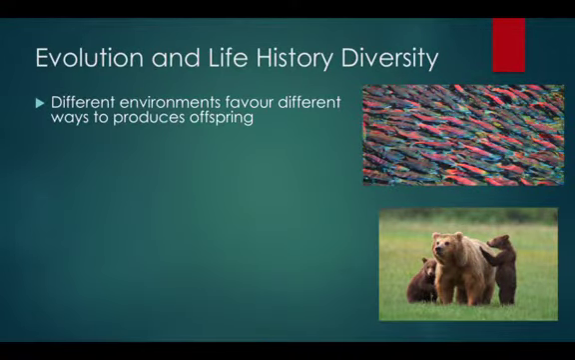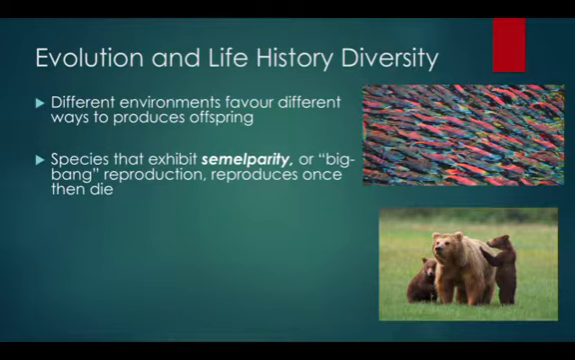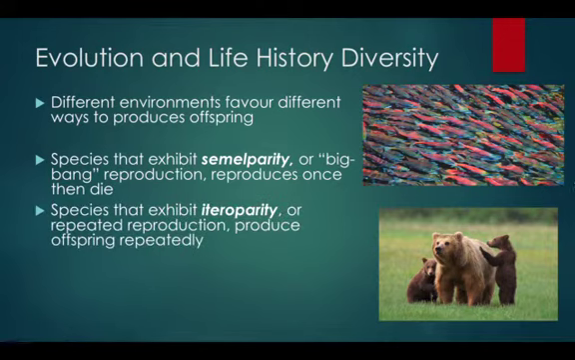So, evolution and life history diversity. Different environments favor different ways of reproduction. Species that exhibit semelparity, or Big Bang reproduction, reproduce once and then die. Salmon are a really great example of this. They reproduce once in their lives and then die. Species that exhibit iteroparity, or repeated reproduction, reproduce offspring repeatedly. I put a bear here because bears reproduce every year.